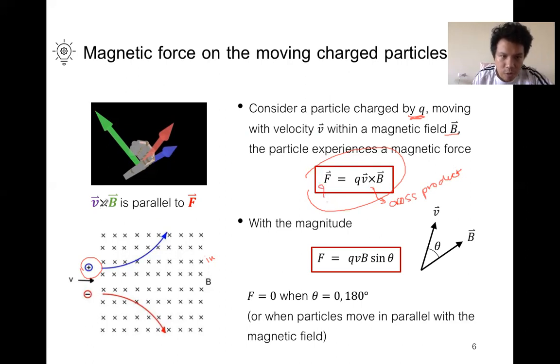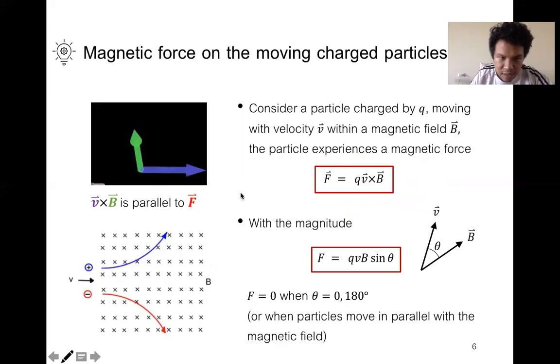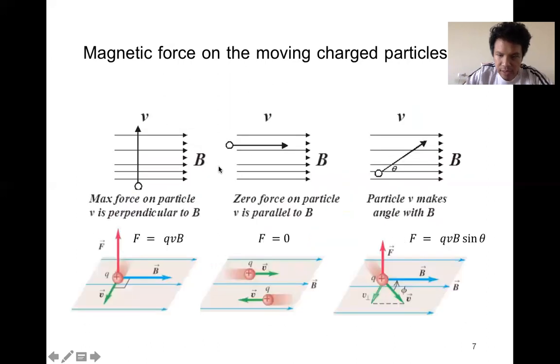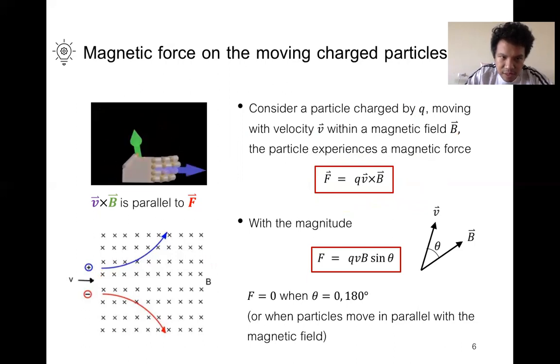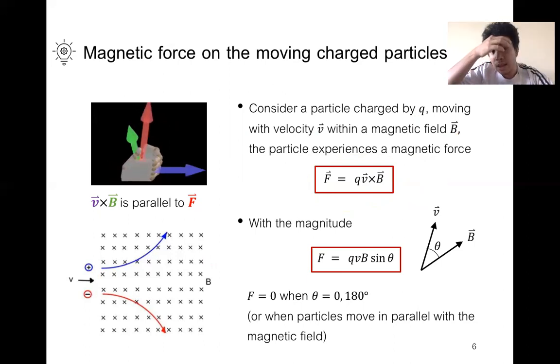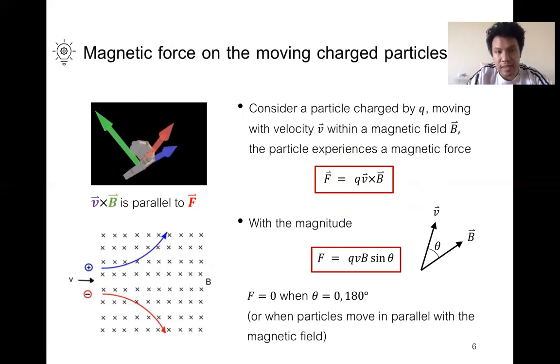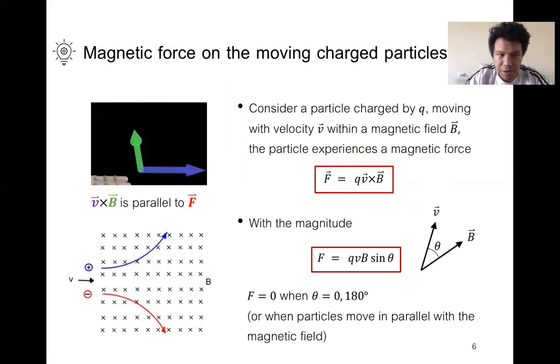Let me show you the animation again. Here v is in this direction, to the right hand side, and B is the direction in green. That is how you are going to define F, the direction of the force.